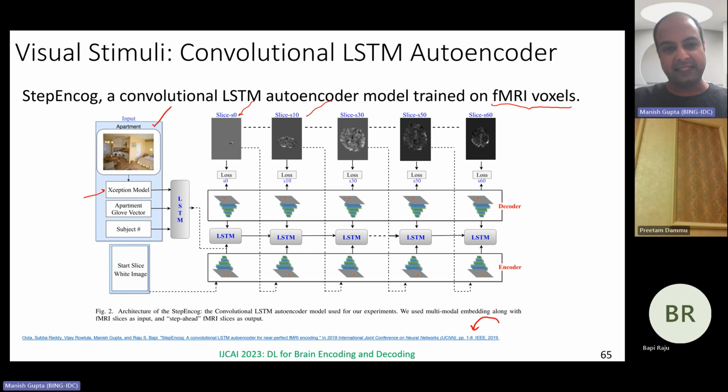The stimuli here still remain captured using a CNN kind of model. But the nice point is that here, for encoding purposes, to guess the brain activations, we are encoding by doing slice by slice predictions.